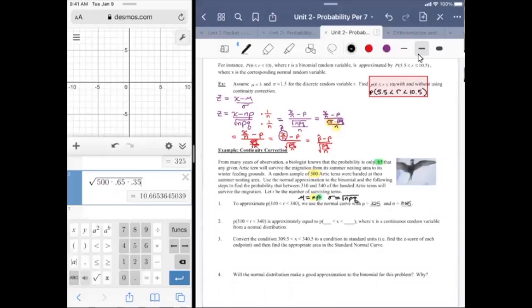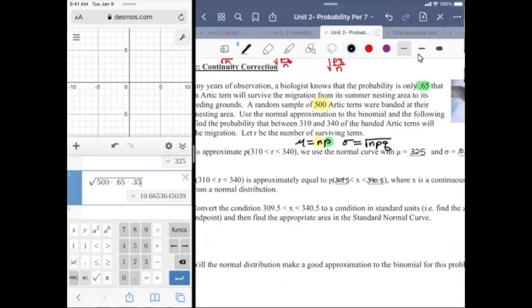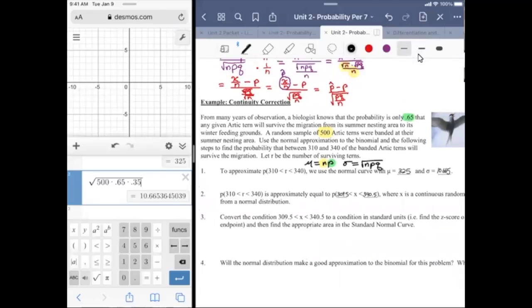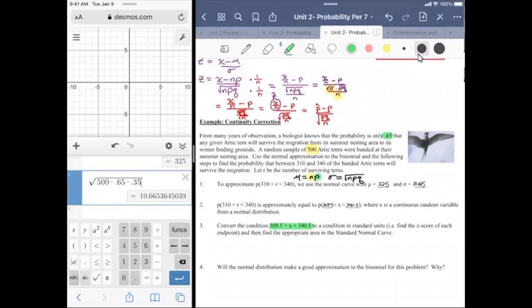All right, we need to convert that over to our x values, where x is a continuous random variable from a normal distribution. So I'm going to reduce the low bound by half a unit, so 309.5. And I'm going to increase my upper bound by half a unit, 340.5. That's the width of the histogram, the bars in the histogram component. All right, so we need the z-score corresponding to those values.